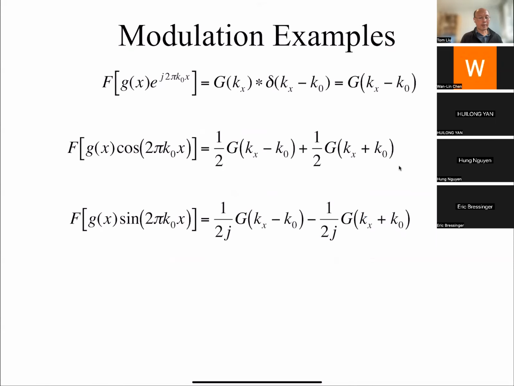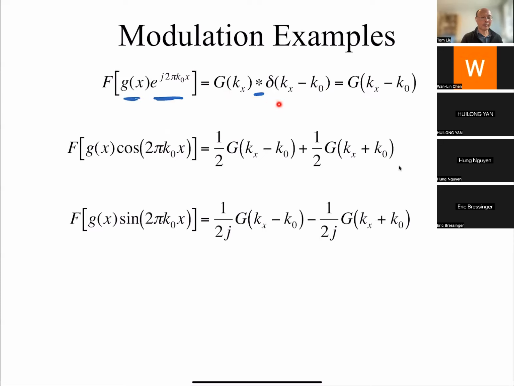Okay, the final thing, a couple of things we're going to talk about will also be used in the class, which is the modulation example. Here we can take some function g of x and multiply it by a complex exponential. Well, that's multiplication in one domain, so that means we convolve in the other domain. And so we take g of kx and convolve it with delta of kx minus k naught.